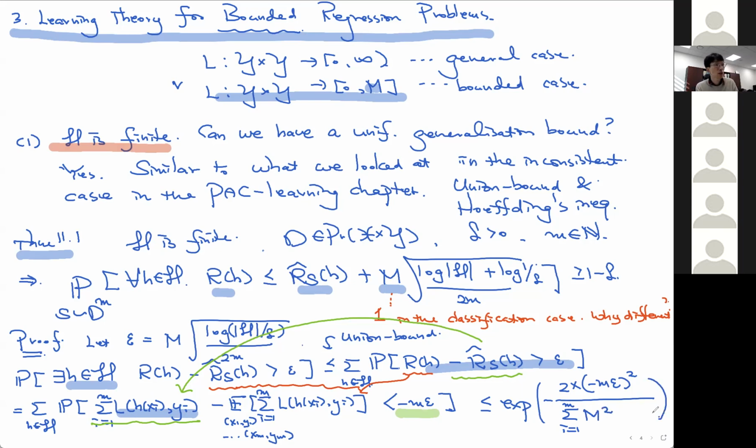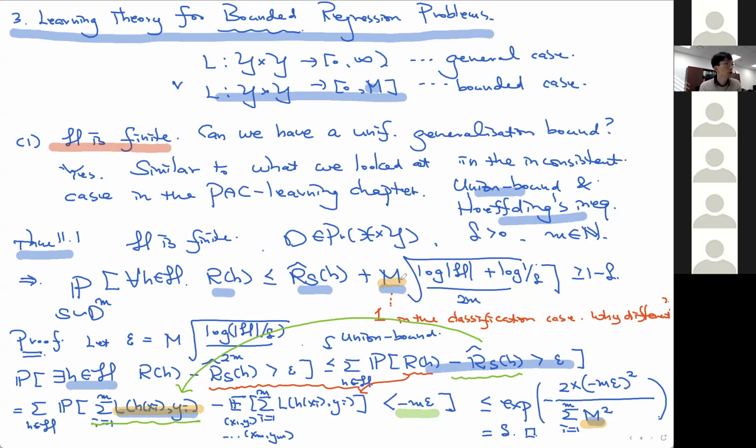Then it goes like this. Now, if I plug in epsilon here and do a little bit of calculation, that is exactly the same as delta. I'm not going to do it, but if you plug in epsilon here and do the calculation, you get exactly that. That's how you prove it. So the key idea is, as I said, using the union bound and Hoeffding's inequality. And then I asked where this M comes from. This M comes from the fact that the loss has its range between 0 and M. So that's why we have an M here in the bound.